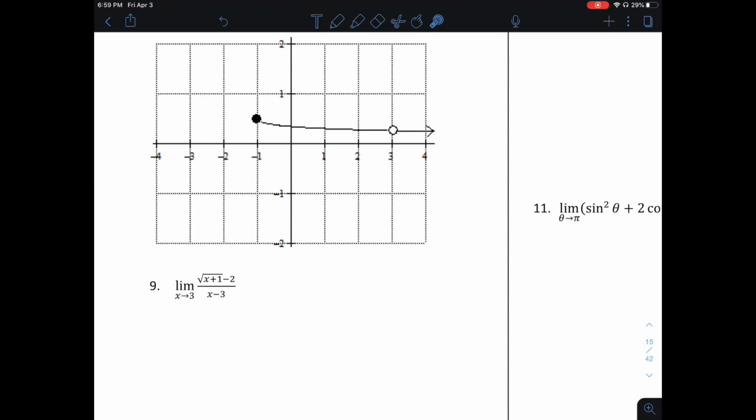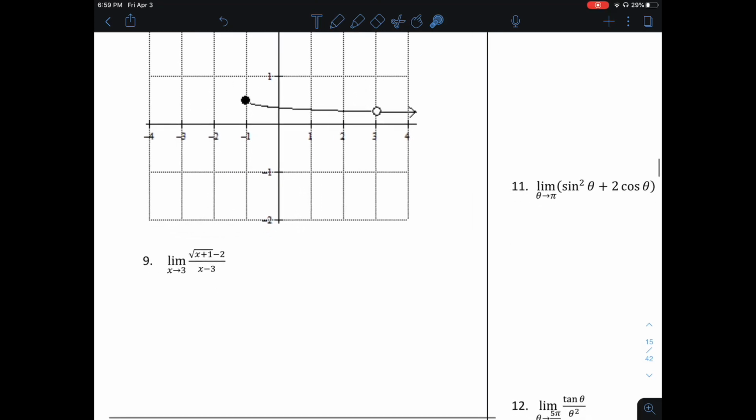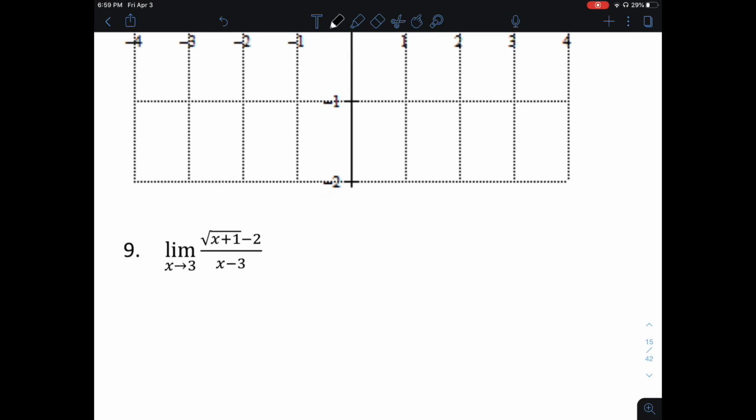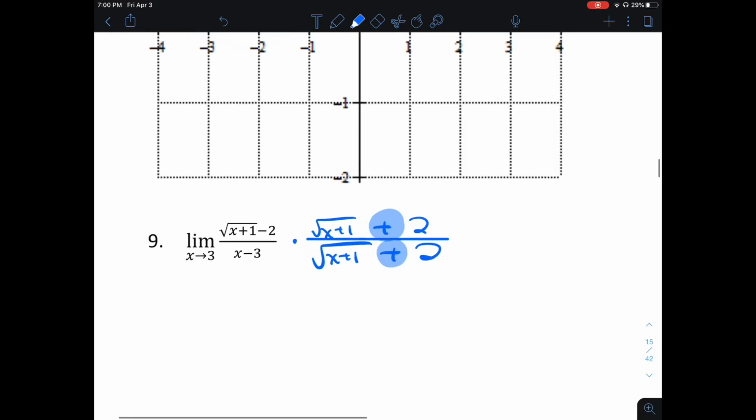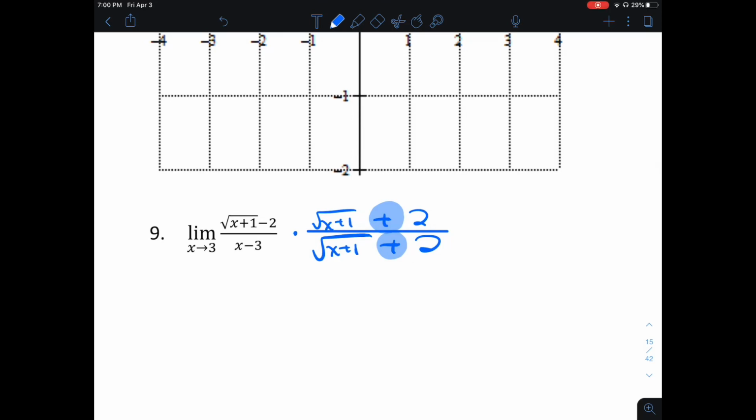We need to fix it so that we can clearly see that we're canceling an x minus 3 from the top and the bottom. So to do that, we are going to multiply this fraction by 1, as we often do. And 1 is going to take the form of the conjugate of this fella in the numerator. So that's going to be the square root of the sum of x and 1 plus 2 over the square root of the sum of x and 1 plus 2. Emphasis on the plus. The most common mistake students make is they put the same sign that was in the original problem. The conjugate is the opposite sign.